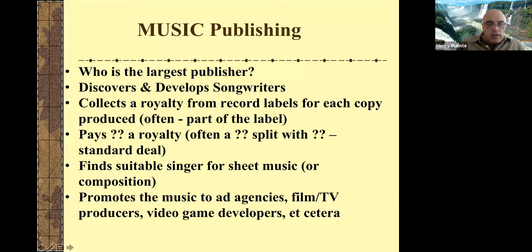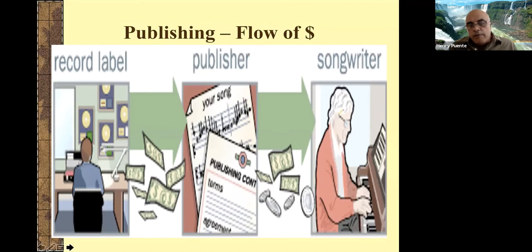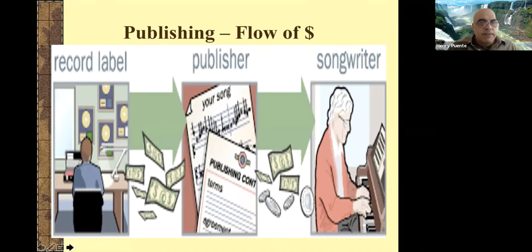So this is the way it works, just to give you a flow chart of how it works. Oftentimes the record label and publisher are together, but not always. The record label receives the money from, let's say, the sale of a CD or from a streaming service or whatever. They pass that money on to the publisher. The publisher then pays the songwriter, and whatever the publisher collects, generally speaking, it's a 50-50 split between the publisher and the songwriter.